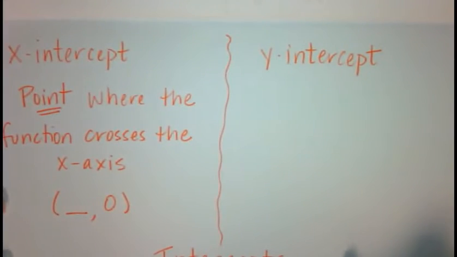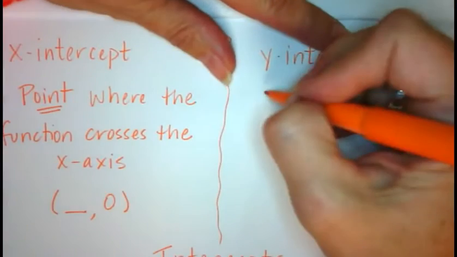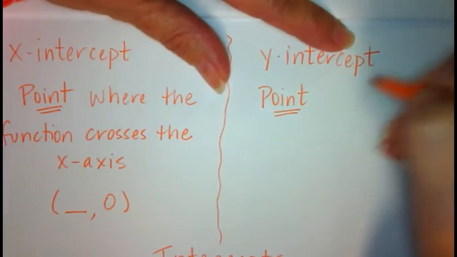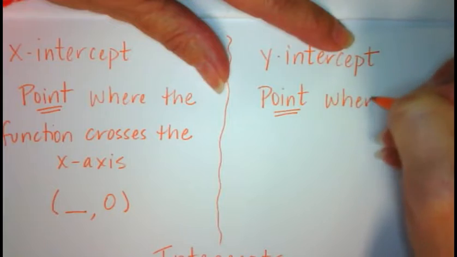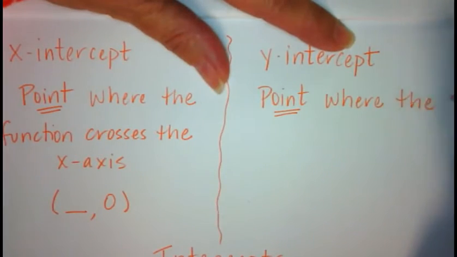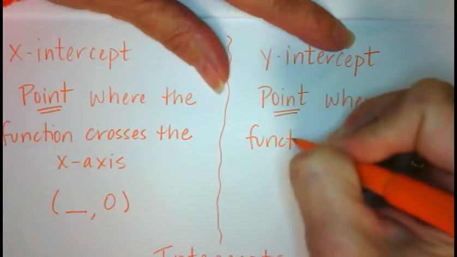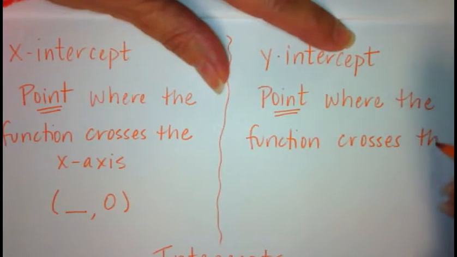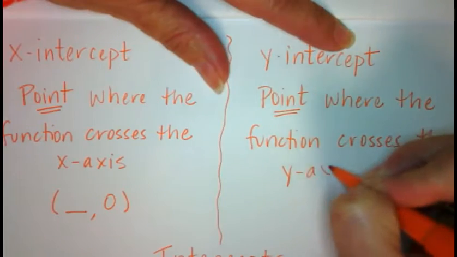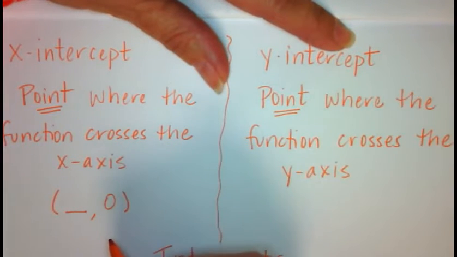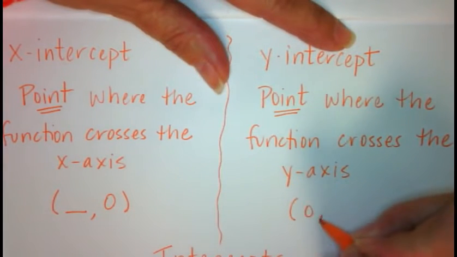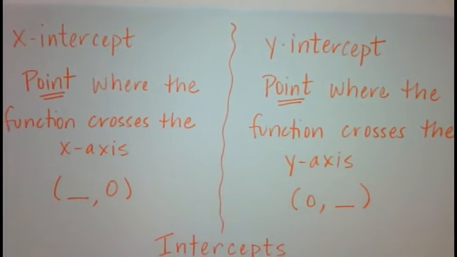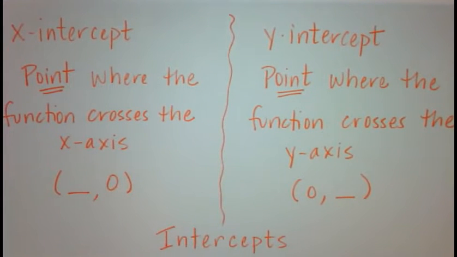All right, similar to that is the y-intercept, except this time it is going to cross the y-axis. So we are talking about the point where the function crosses the y-axis. And similar to the ordered pair here, the y-axis is where x is 0. So your ordered pair will always be (0, something) for the y-intercept.